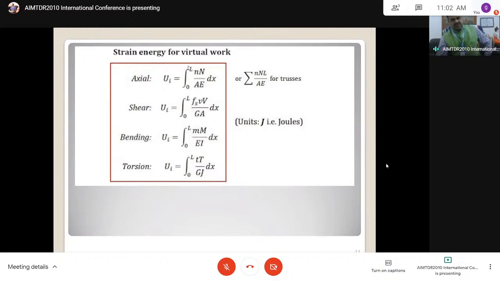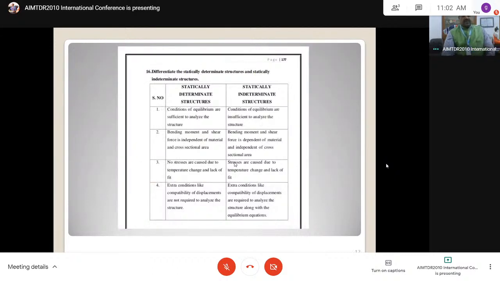So these are the things we generally come across as per the internal force of concern in the system. This is also called the strain energy, because we have to calculate the work done, and that is how we consider it. Now this is what I mentioned. If you want to differentiate between the statically determinate and statically indeterminate structure, till now what I explained is the number of conditions of equilibrium which are available.